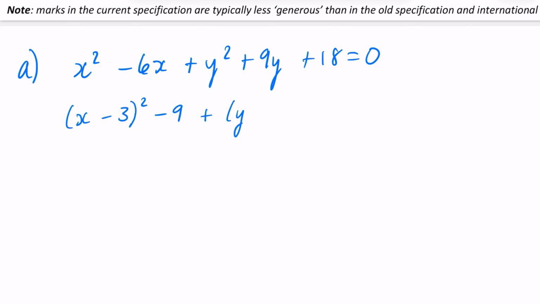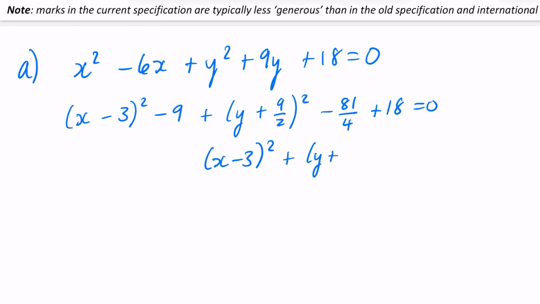And then for the y part, we're going to have the half of the 9, which is the 9 over 2, and countering that extra 9 over 2 squared by subtracting 9 over 2 squared, which is 81 over 4, plus the 18 is equal to 0, so that we have the x minus 3 squared and the y plus 9 over 2 squared. And then putting all those things onto the other side, that's a 9 and an 81 over 4, and a subtract 18, we get left with a 45 over 4.